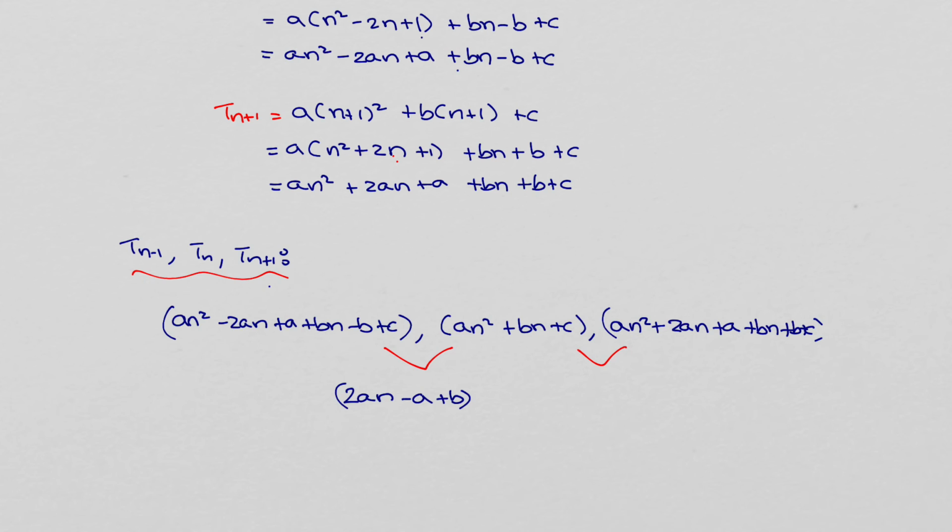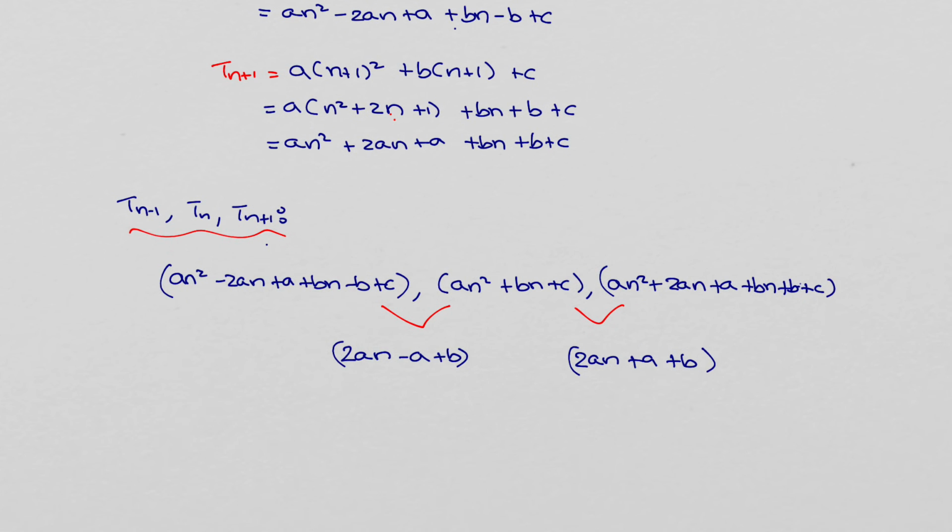And then if I get the difference between the next two, let me just expand that bit there. So plus c. So an squared minus an squared is 0, 2an, and then I have a, and then I have bn minus bn, which is 0. I have b, and then I have c minus c, which is 0. So that's my other difference.